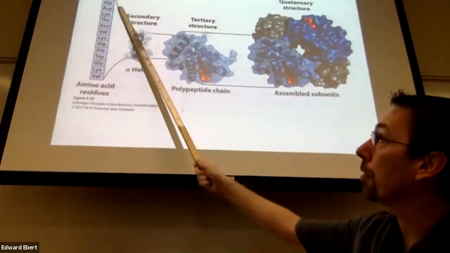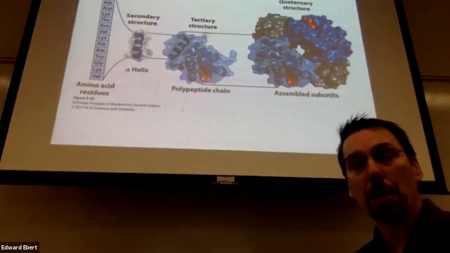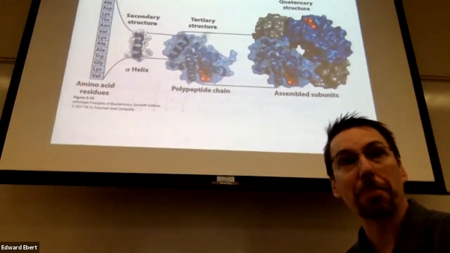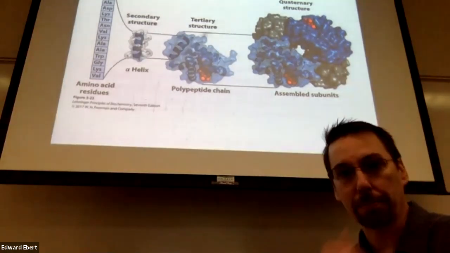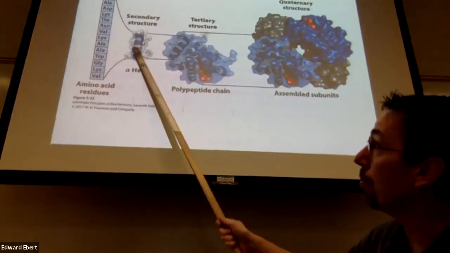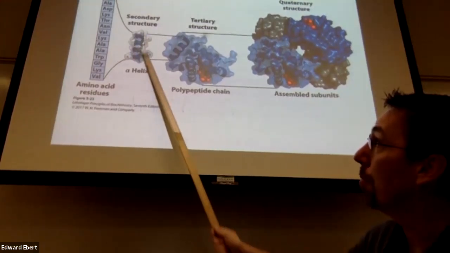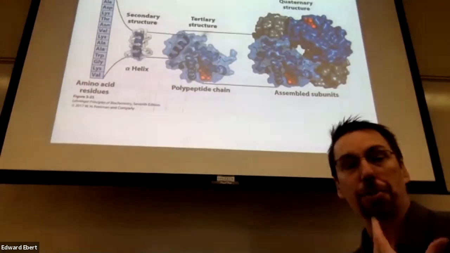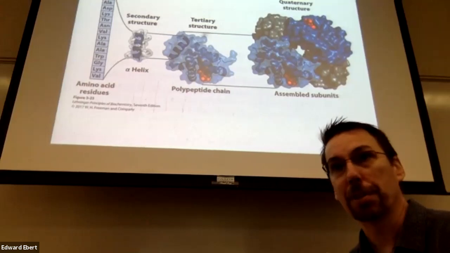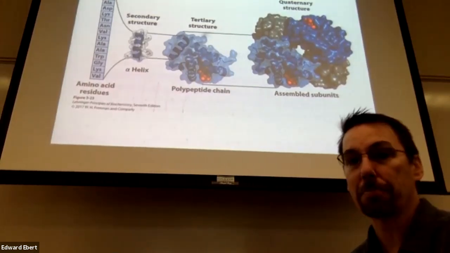Okay. But a lot of these little segments in here will adopt specific structures. We'll talk about alpha helices and beta sheets, as well as random coil. And we'll see these can come together to make motifs as well. But this is our secondary structure. It's just a region that has a particular common pattern. Alpha helices, beta sheets, and random coil are the three that we'll talk about the most.